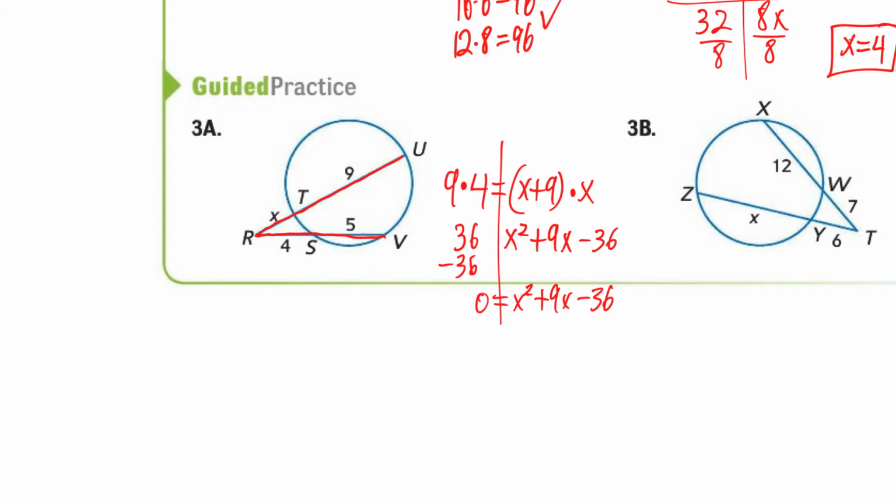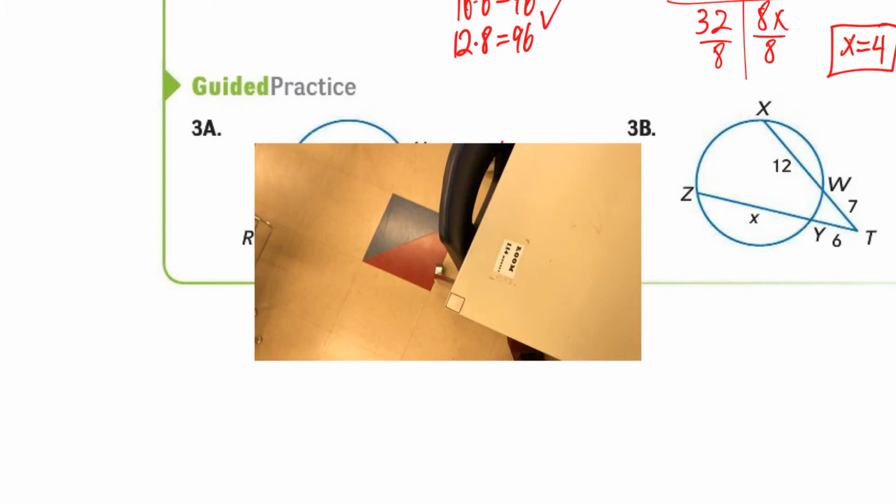Okay, so again, there's a ton of ways to do this, but to me the easiest way is just to graph that. So on your calculator real quick, we're going to type in x squared plus 9x minus 36. And I'm looking for the places where it's 0.